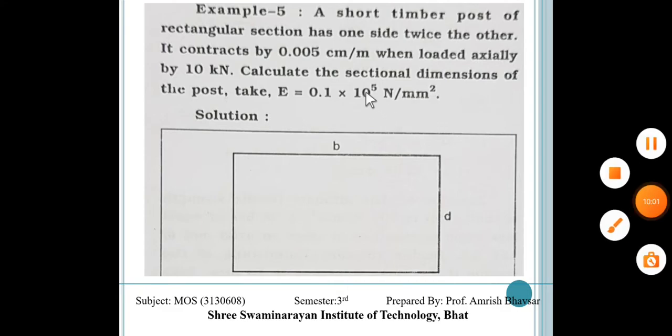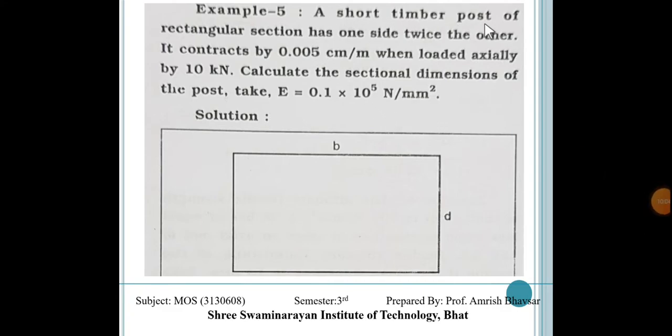Next case: a short timber post of a rectangular section has one side twice the other side. It contracts by 0.005 centimeter per meter when loaded axially by 10 kilonewton. This is our elongation, or rather contraction, that means it is delta L. And the load they have given is 10 kilonewton. Calculate the sectional dimension.